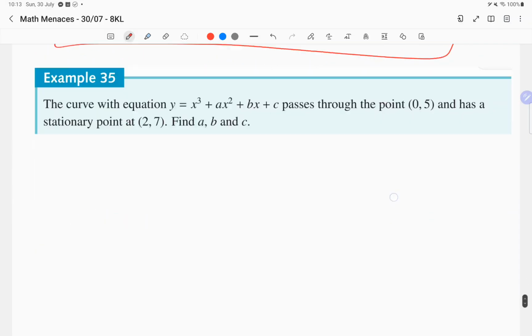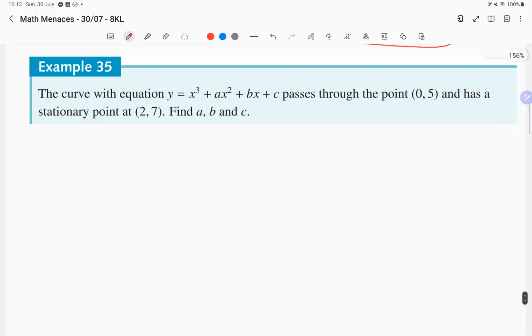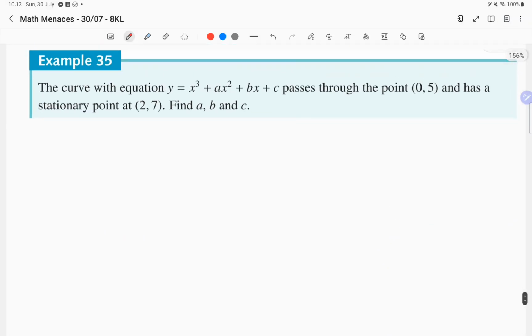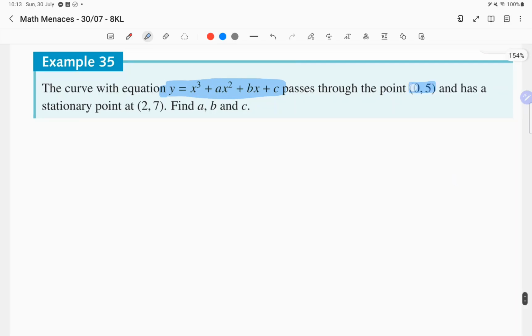All right, let's continue. I'll start explaining example 35, but I will do it a little bit differently. The textbook gives you the solution, but I'll tell you the thinking process, the thought process that you need to have in order to do a question like this. The curve has this equation here. It passes through the point 0, 5, and has a stationary point at 2, 7. Find A, B, and C.